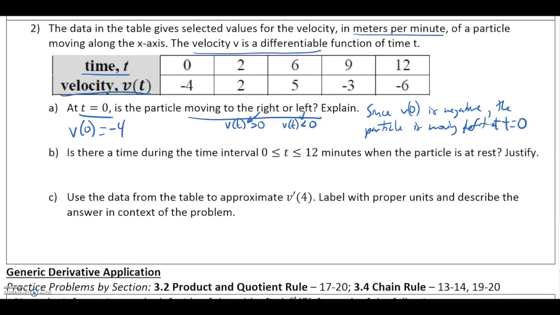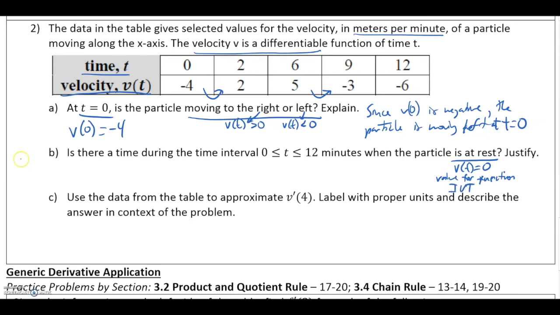Part B, is there a time during the time interval 0 to 12 when the particle is at rest? And we want to justify our answer as well. So at rest, for us, is a phrase meaning no motion, and it's the idea that the velocity equals 0. Looking at the table, we have two spots where the sign changes, from -4 to +2, and from +5 to -3. And what we have to think about is we're trying to prove a value for the function on our interval. And the thing that helps us prove values for a function is the intermediate value theorem.